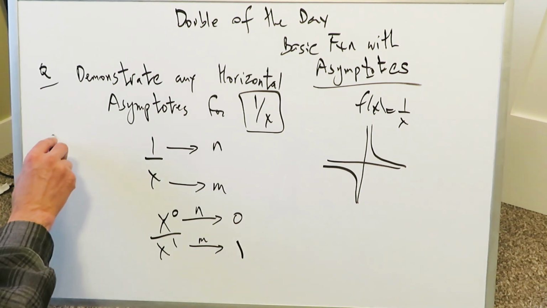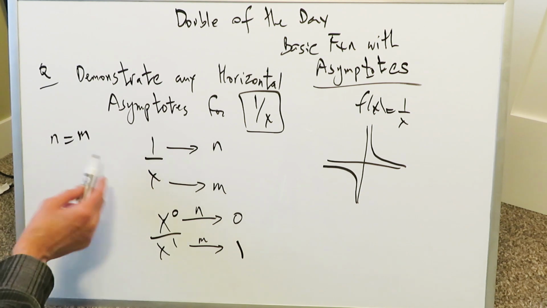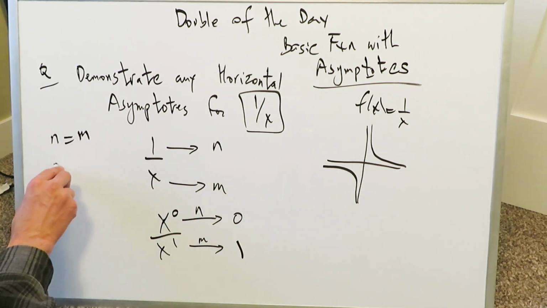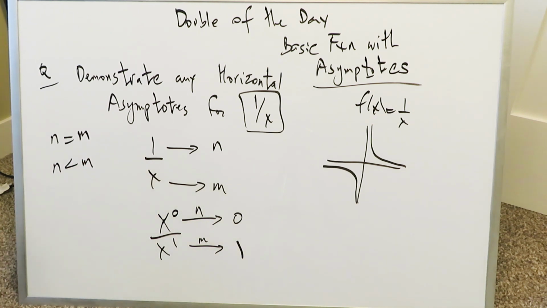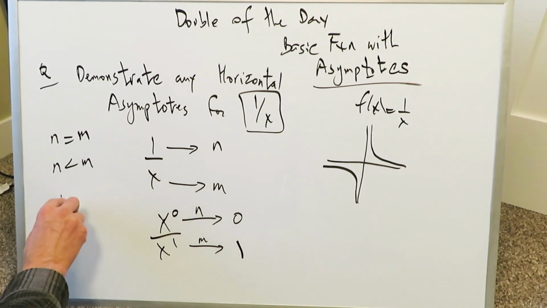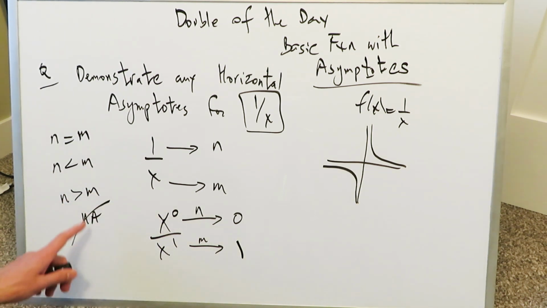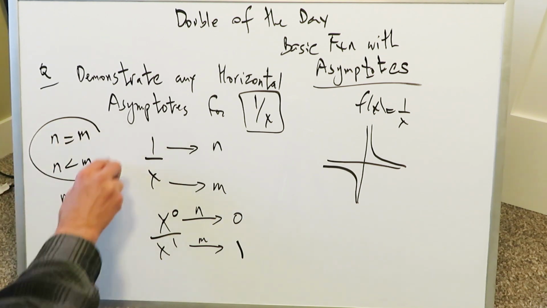There are three instances. When n is equal to m, there's a specific type of asymptote you can find. We can learn that in another video. When n is less than m, there's a specific or standard type of asymptote which you will always go to. And then when n is larger than m, there is no horizontal asymptote, and I'll just cross that out. Your real situations are only these.